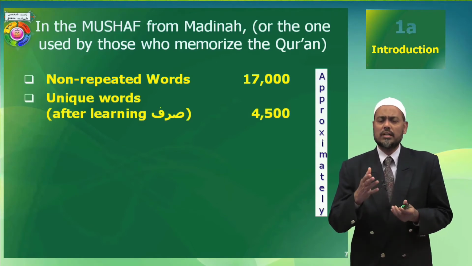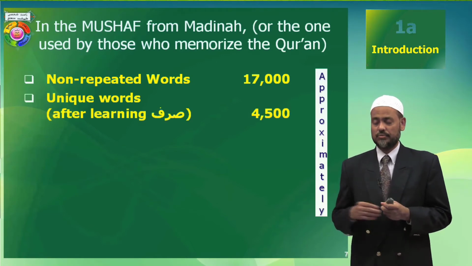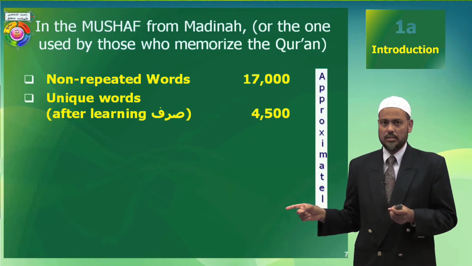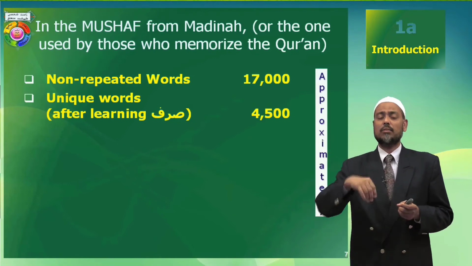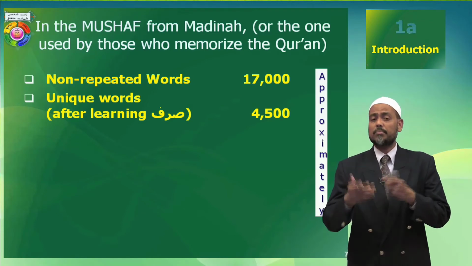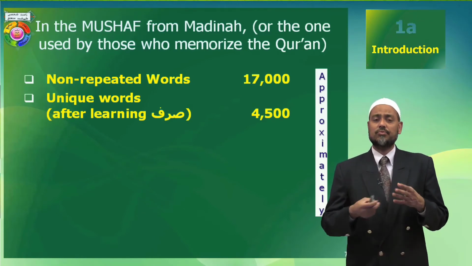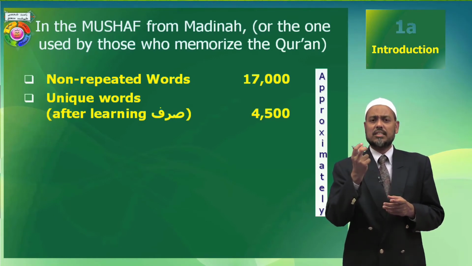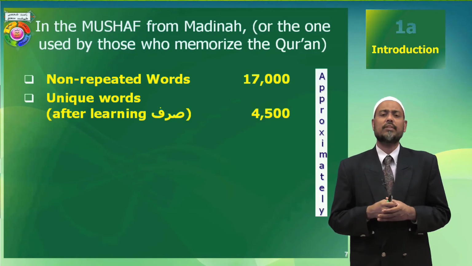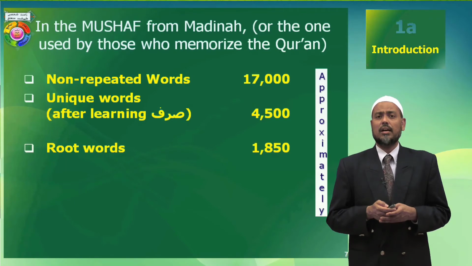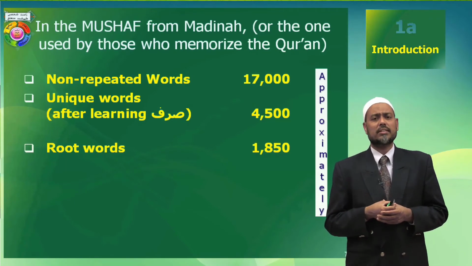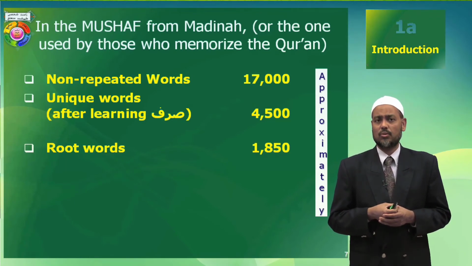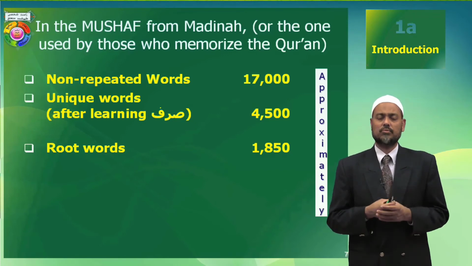But if you learn al-mustasrif, that is, if you know alima, if you know how to make ya'lamun, ta'lamun, alim, ma'lum, ilm, if you can make these derivatives or different forms or conjugations of the verb, then these 17,000 get reduced to only 4,500. By the way, there are only 1,850 root words in the Quran. Root words are only less than 2,000.